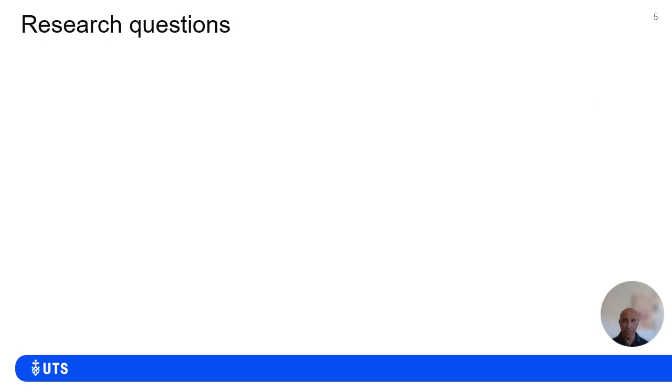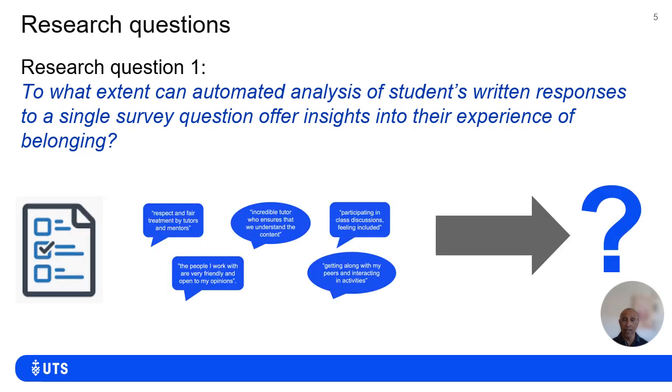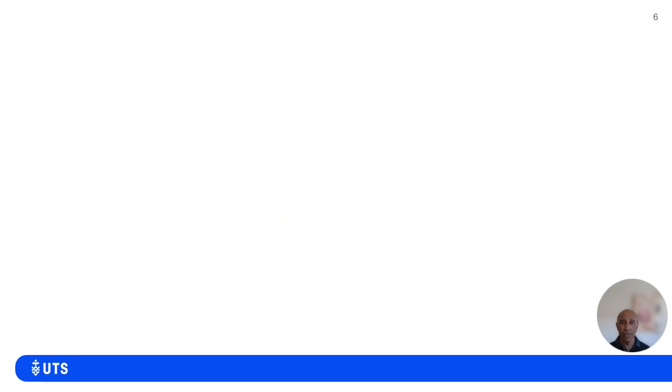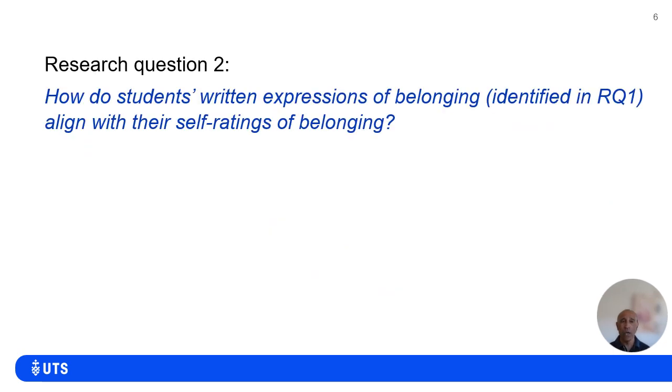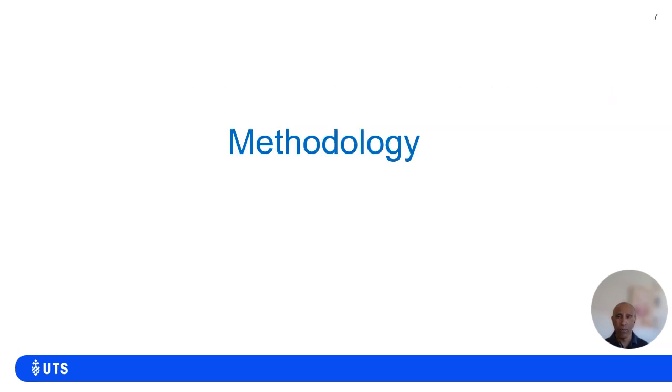The study itself was supported by two research questions. Research question 1: to what extent can automated analysis of student responses to a single survey question offer insights into their experience of belonging? Followed by research question 2: how do students' written expressions of belonging identified in research question 1 align with their self-ratings of belonging? The methodology will be shared in the next few slides.